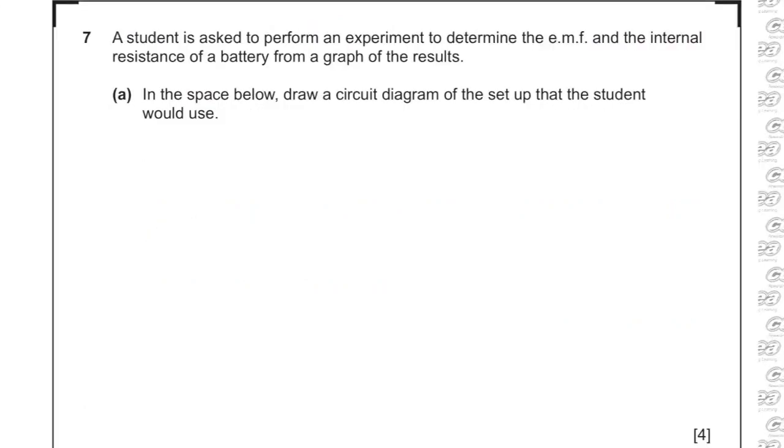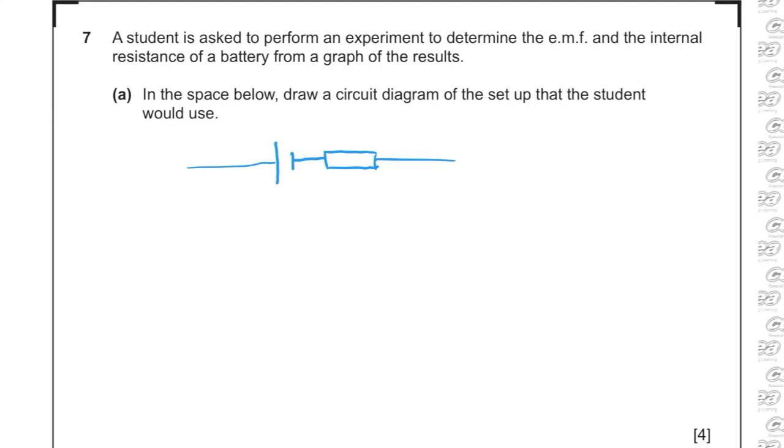Question 7. A student is asked to perform an experiment to determine the EMF and internal resistance of a battery from a graph of the results. So they're very clear about what they want you to do. In the space below, draw a circuit diagram of the setup the student would use. So again, this is straight out of one of your standard experiments.